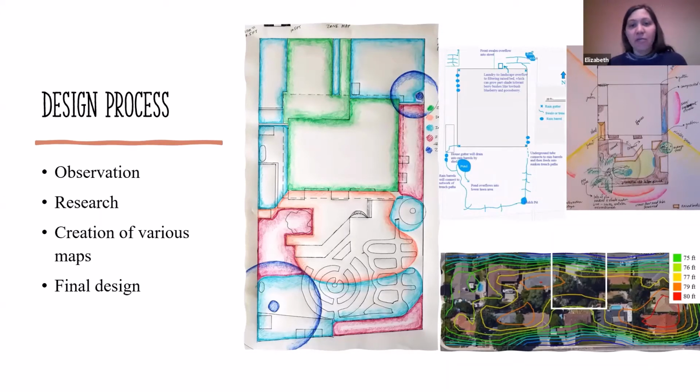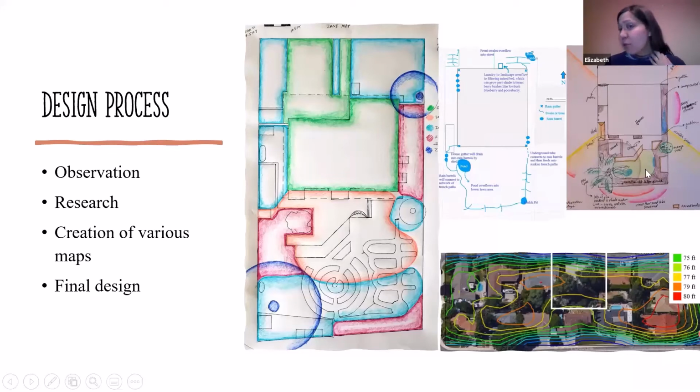So here I have a zone map right over here on the left, which basically shows the areas that you use according to the frequencies that you visit. So the idea is that the closest zones are the ones that you visit the most, and then the ones that need a little bit less maintenance you put further away. And then here's a water map, which shows where the water flows and where it collects.